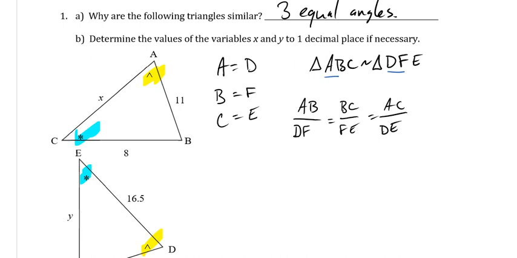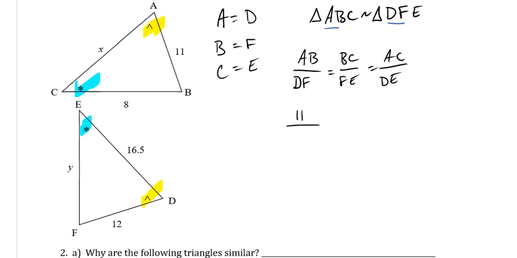So we already talked about how AB is 11. The whole point of all of that pre-work is to get this statement we're about to write. If you could go straight to this statement, that would be fine. DF is 12. BC is 8. FE is Y. AC is X. And DE is 16.5. So if some of you already started this question, check that step and make sure you got every part of it right. And if you do, very good.